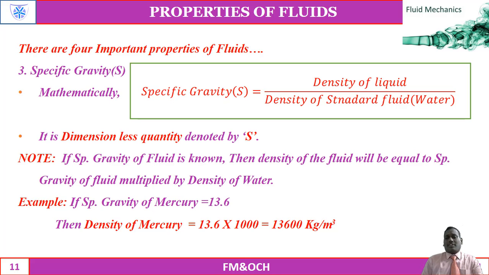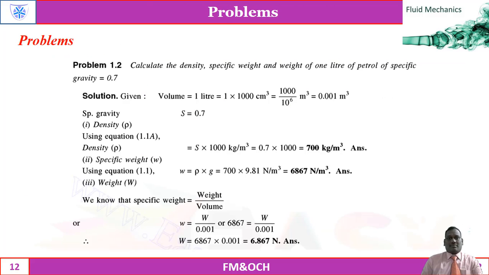For example, I know the specific gravity of mercury, which I already explained, is 13.6. So now what is the density of mercury? It is nothing but the multiplication of the specific gravity into the standard fluid density, that is 1000. So 13,600 kg per cubic meter is the density. Likewise, we can work this out for any number of liquids and fluids.